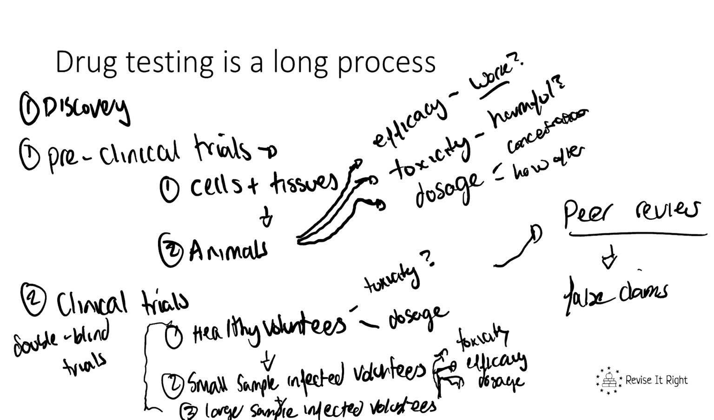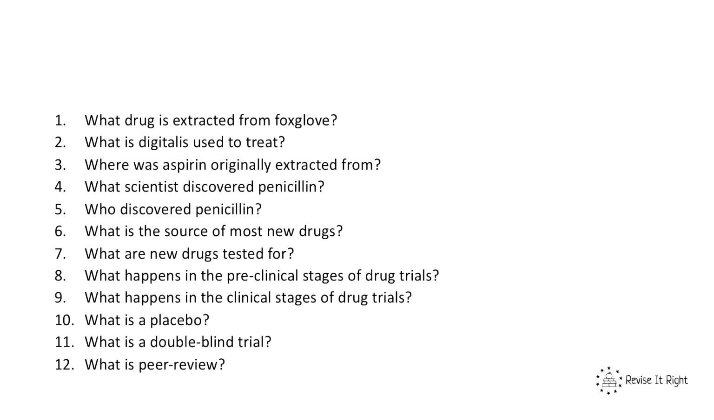Before we go and buy a drug, we know it's gone through all of these stages, so we know it should be safe. Okay, so we go preclinical trials, which are on cells and tissues, and then on animals, and then the clinical trials, which is on healthy volunteers, then a small sample of infected volunteers, and then a larger sample of infected volunteers. And these will be double-blind trials, so the patient or the doctor will not know whether they're taking the drug. So what we would now like you to have a go at is answering these questions here, and we'll go through the answers together at the end, so pause the video now.